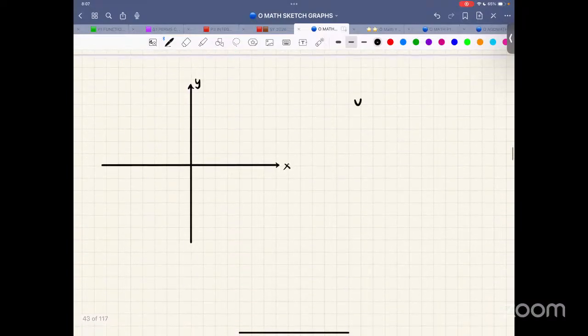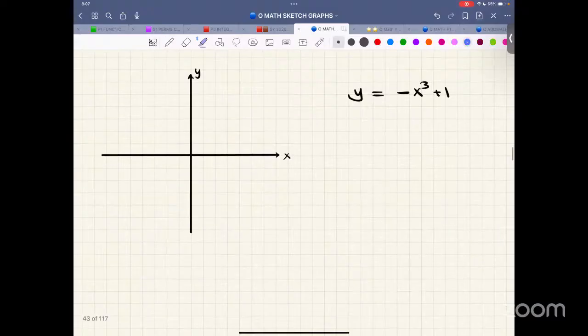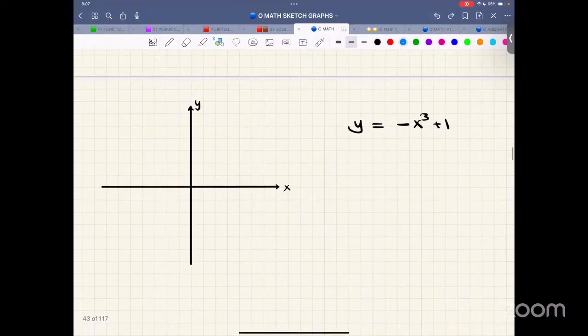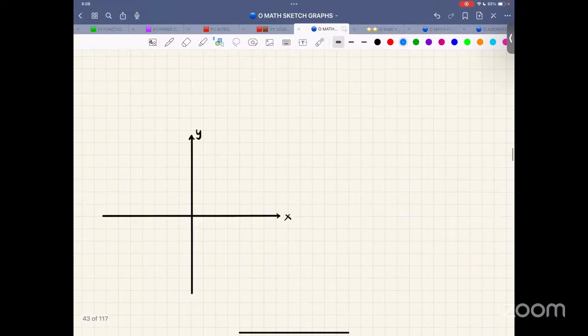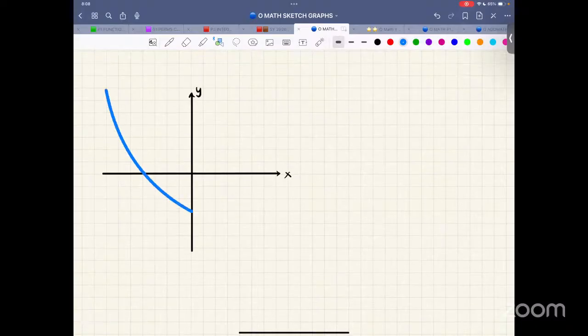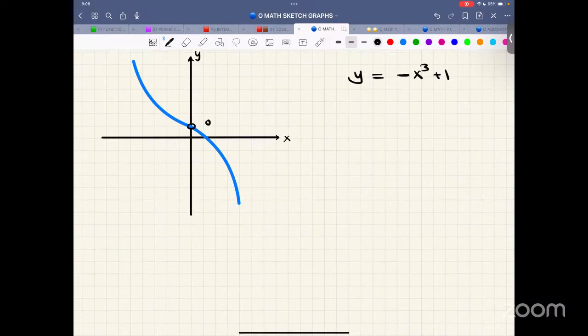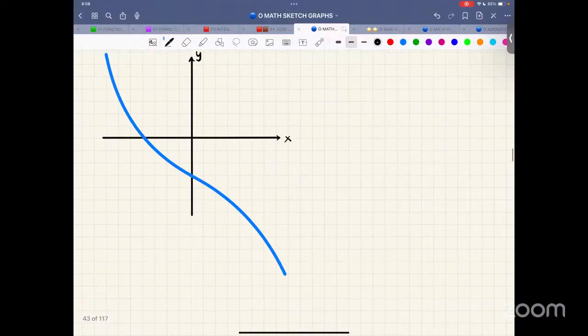If I want to draw y equals negative x cubed plus 1. So negative x cubed plus 1, grab that blue marker like this and a thicker one. And let me also draw one other one. Okay. So now this is y equals negative x cubed plus 1. So therefore, this is 0, 1. And this is y equals negative x cubed minus 3. So this is 0 and negative 3.